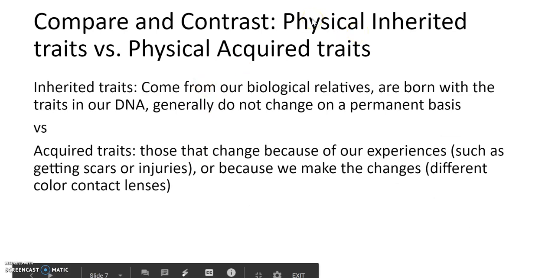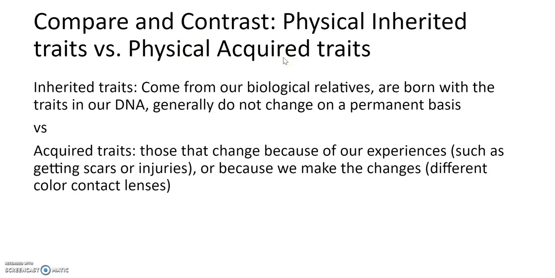And again, physical inherited traits versus physical acquired traits. Remember that inherited traits come from biological relatives. They come in our DNA, and they generally don't change on a permanent basis. For example, I can change my hair color, but if I have offspring, my child will not be born with the pink color that I dyed my hair. They will have my natural hair color.